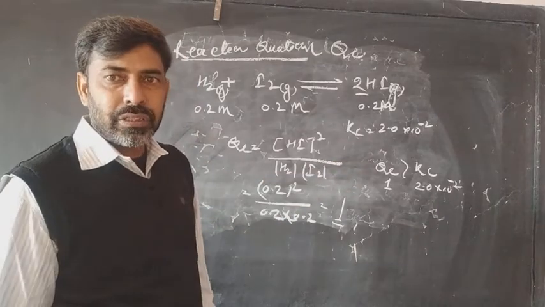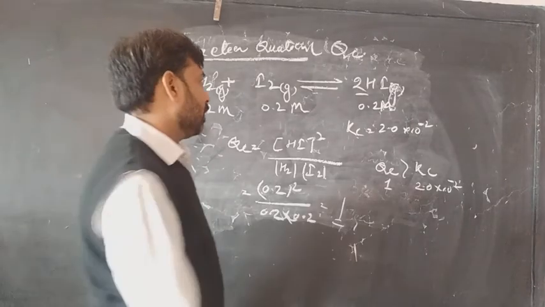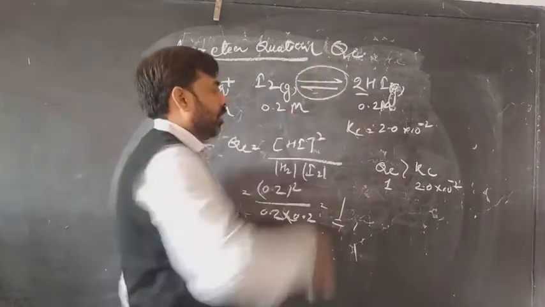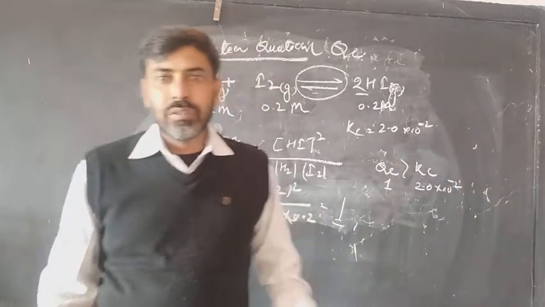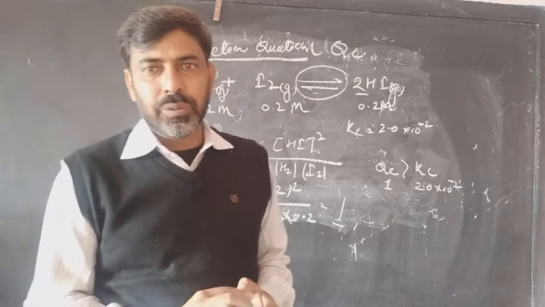So what will the reaction do? The reaction will move in the backward direction, since the reaction is reversible and the value of Kc is lesser than the value of Qc. I think it's clear to all of you.